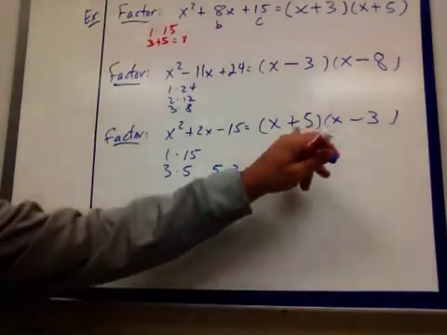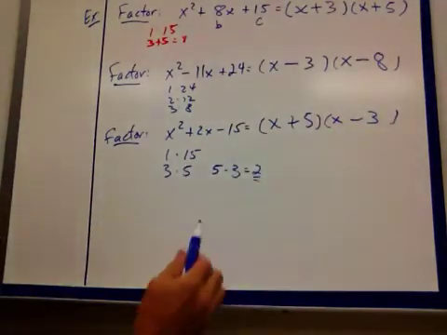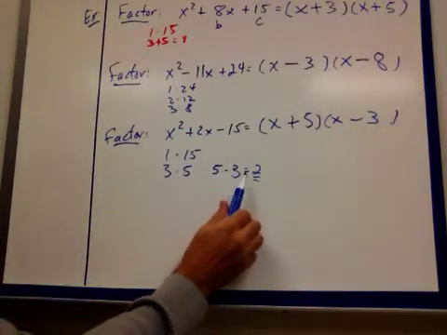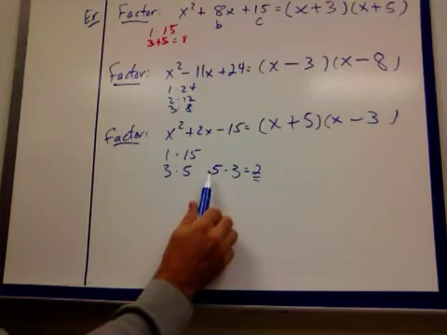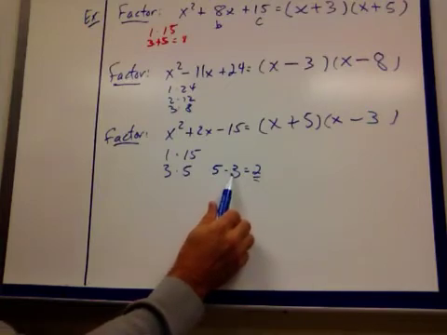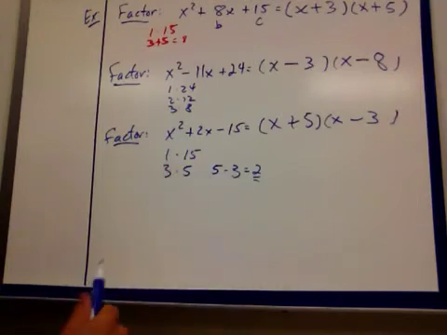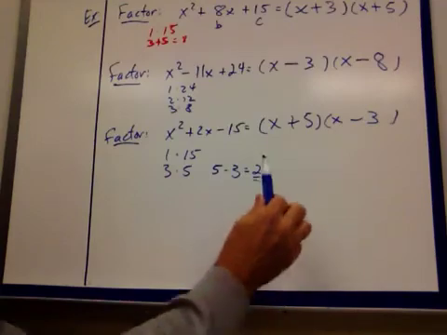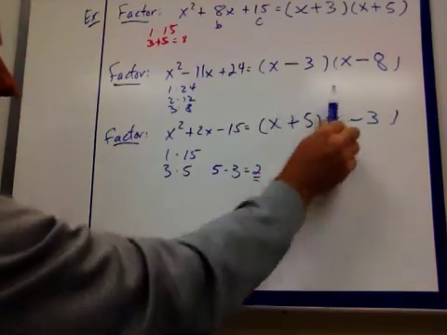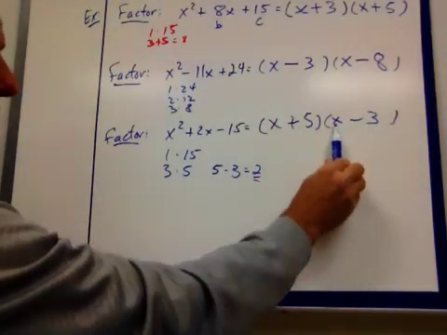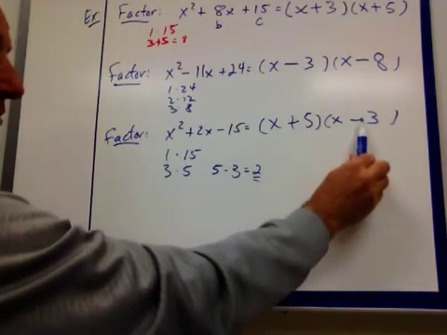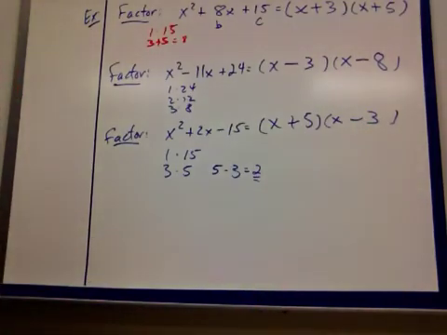Here it matters. When the signs are different in here, it matters where you put it. Notice it's 5 minus 3 that gives me 2. So I've got to make sure the 5 is positive and the 3 goes with the minus. If that was a minus 2, it would be the other way. 3 minus 5 gives you negative 2. So I'd flip them. You want to check it? X squared, minus 3x plus 5x is plus 2x. Positive times a negative is a negative 15.